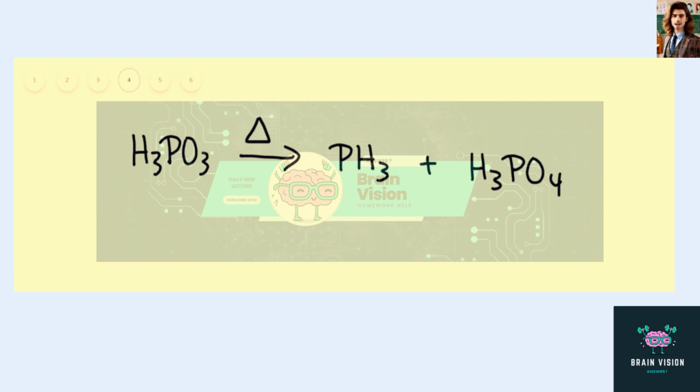The greatest common factor between 3 and 4 is 12. Therefore, we will add a 4 in front of our reactant to give us 12 oxygen, and a 3 in front of the second product to give us 12 oxygen.